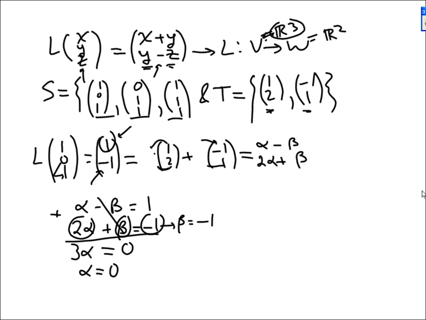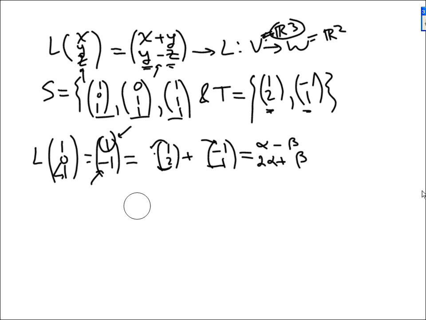Or, like always, you can solve this system of equations by matrices. 1 alpha minus 1 beta equals 1. 2 alpha plus 1 beta is negative 1. You can solve that. But if you look at that second vector, unlike me, you'll see that it's just negative of the vector we want the sum to be. We want the sum to be 1, negative 1. Wait for the eraser to catch up.